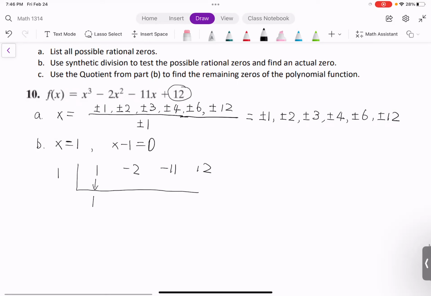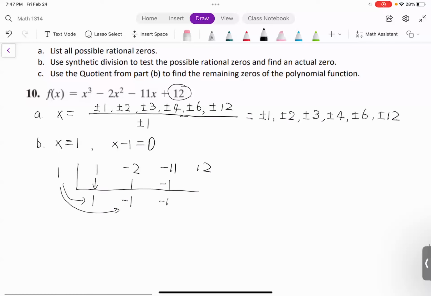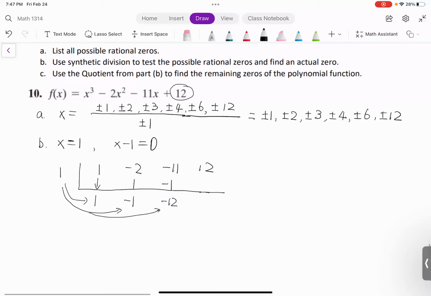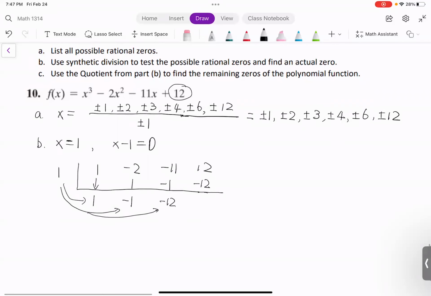Bring down the 1, then do the multiplication: we have 1 here. And then addition, -2 plus 1 is -1. Multiplication, 1 times -1 is -1. And -11 plus -1 is -12. So do the multiplication, we have -12. Positive 12 plus -12 is 0. Yes, we found that 1 is a zero of the polynomial f of x.